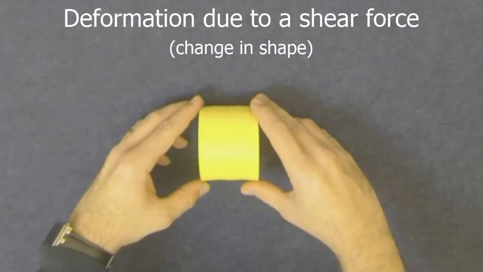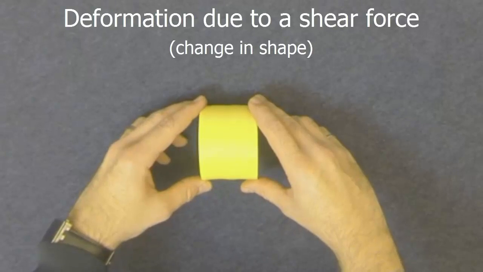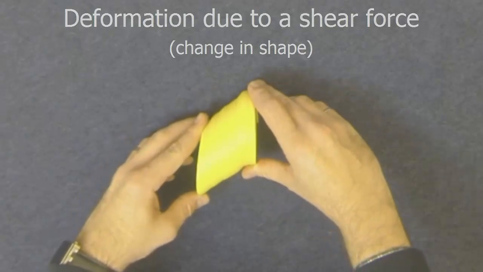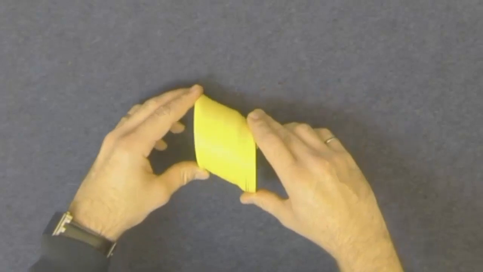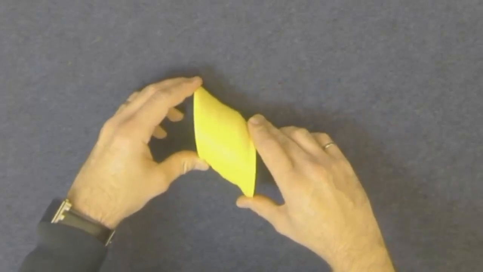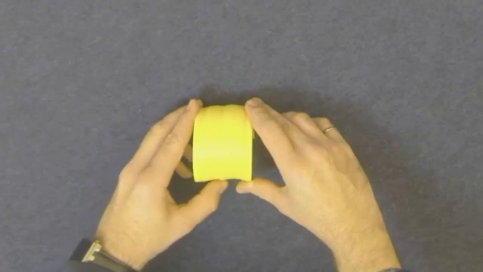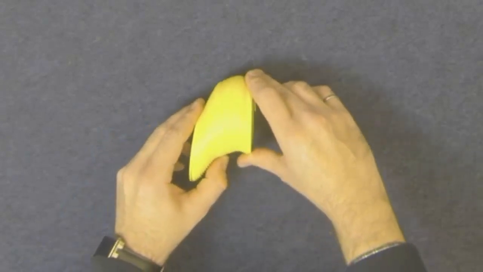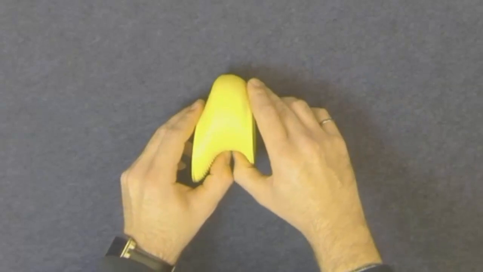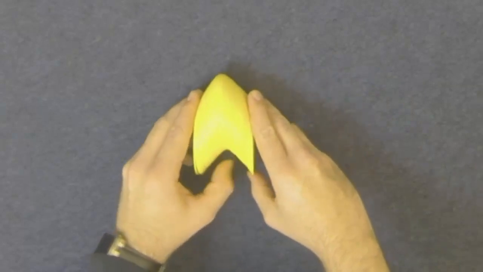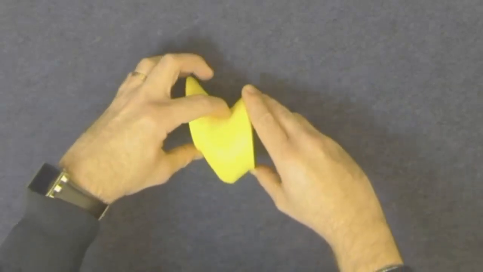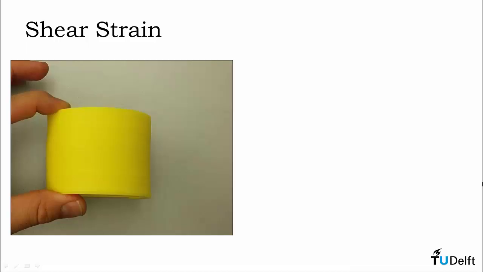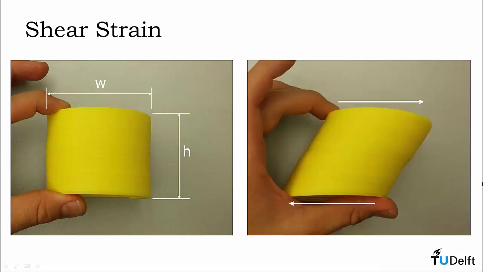We will now examine deformation due to a shear force using our slinky. When we apply a shear force, we can see that the angle of the slinky changes. We get a change in shape. And we can apply a much more complicated shear force distribution and result in an even more complicated change of shape. If we look at our slinky in its undeformed state, we can say that it has a width W and height H. If we apply a shear force, we see that the slinky deforms.